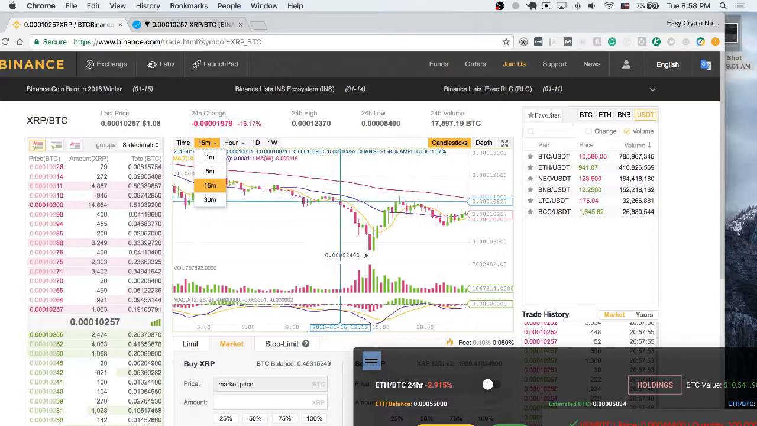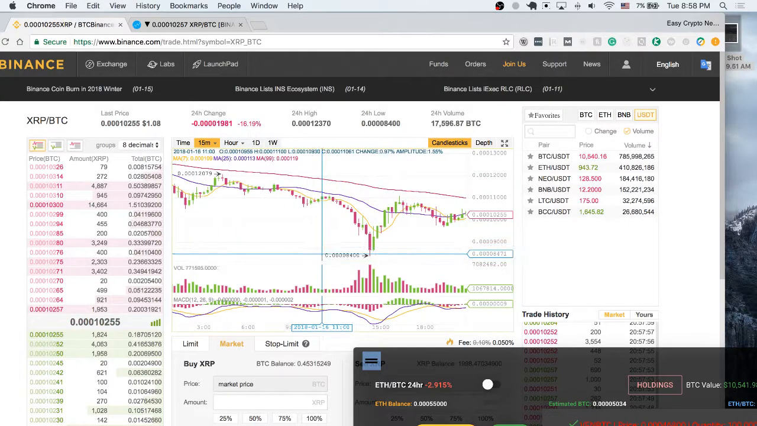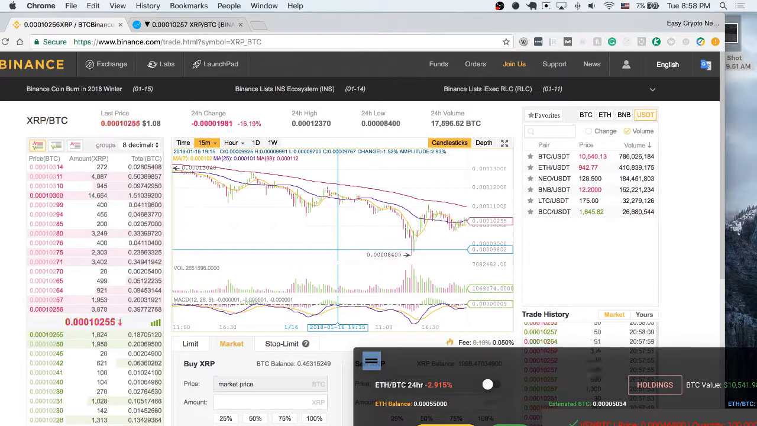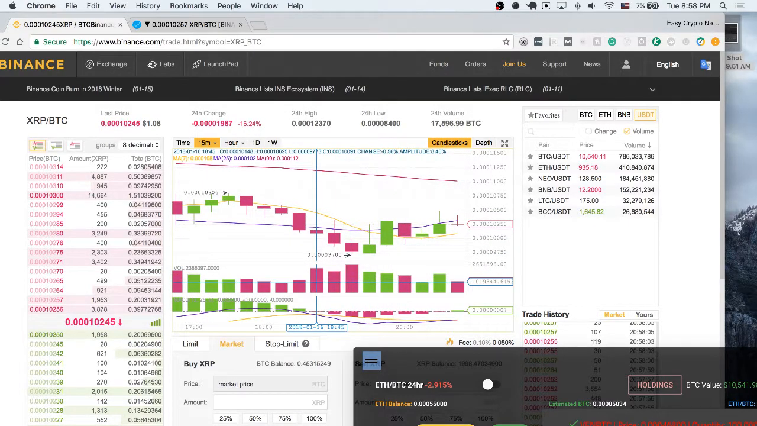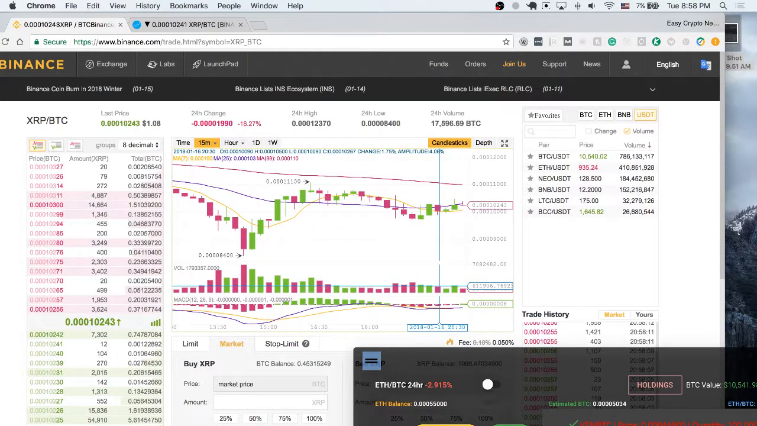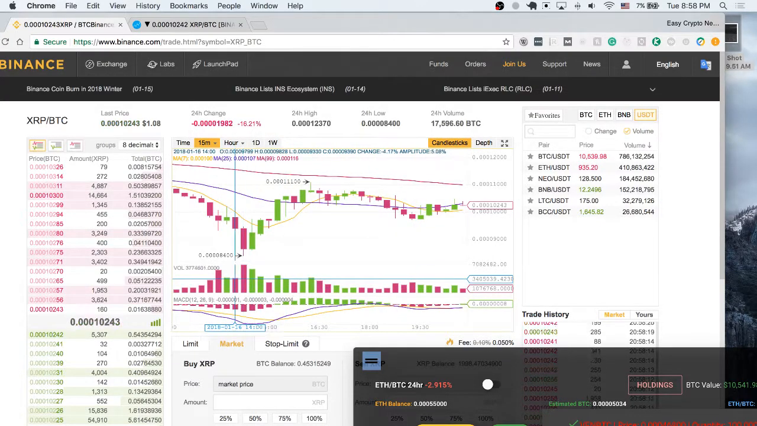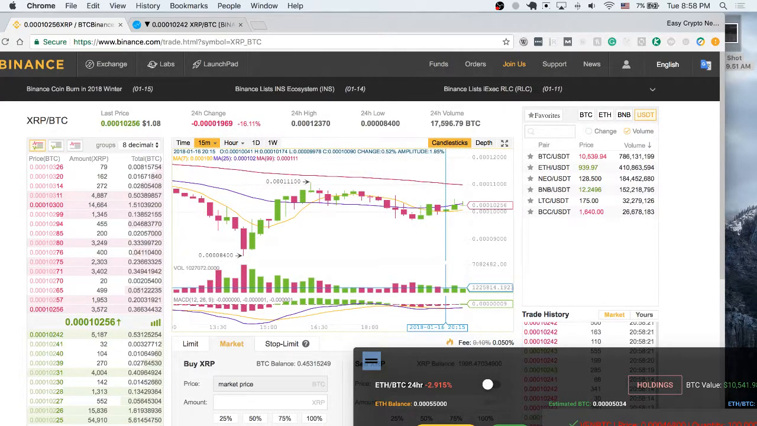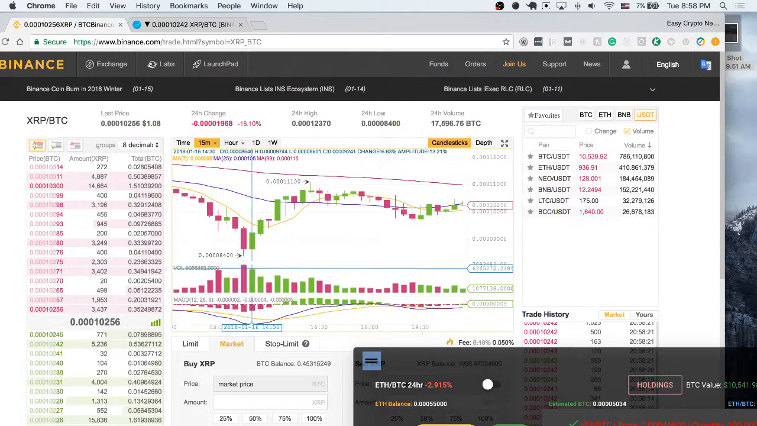Yes. No, volume is at the bottom here. This is volume, these markers down here. At the bottom here. So we can see there was a ton of sell volume here, a ton of buy volume here.